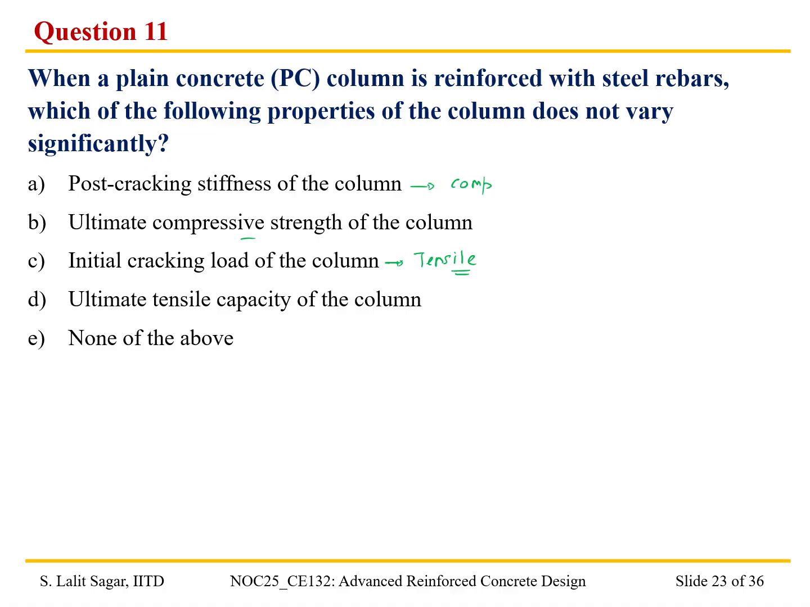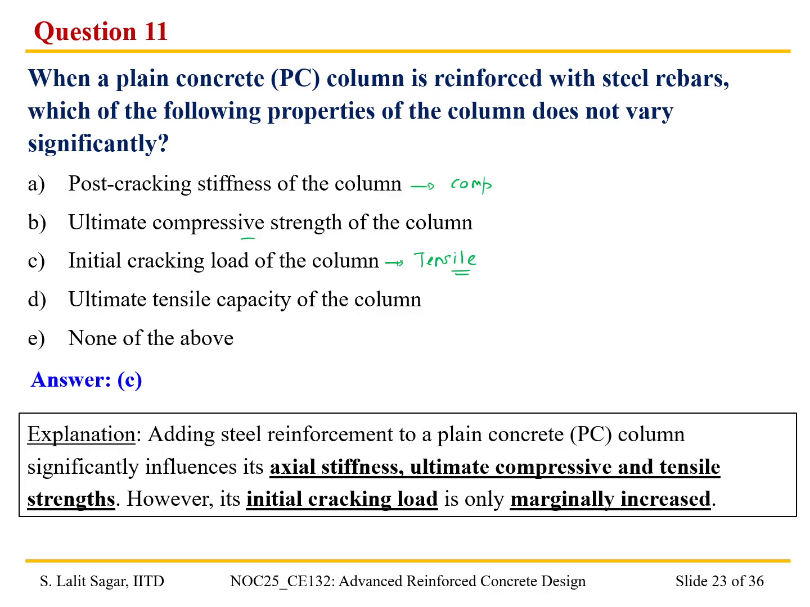So out of these properties, it is option C which is not significantly affected because of the reinforcement. Okay, so here is the explanation. Adding the steel rebars to the plain concrete column significantly increases the axial stiffness. That is the first point. It increases the ultimate compressive strength, and it also increases the ultimate tensile strength. However, the initial cracking load is not much affected by providing the steel rebar. It is only marginally increased.